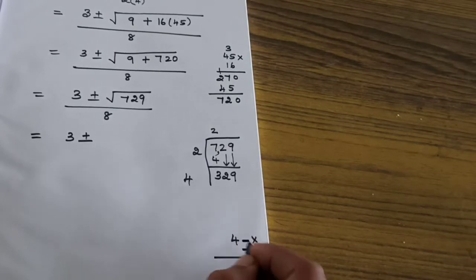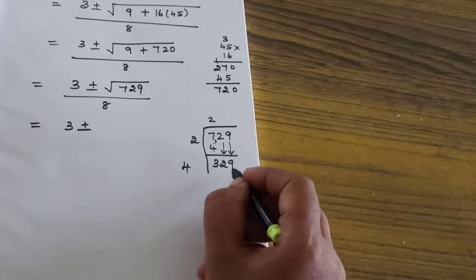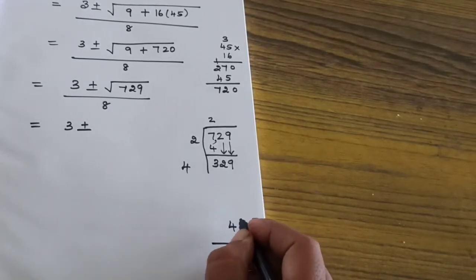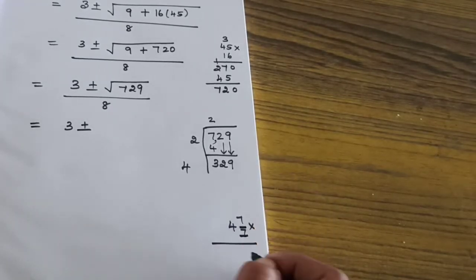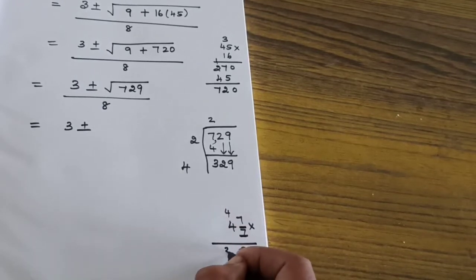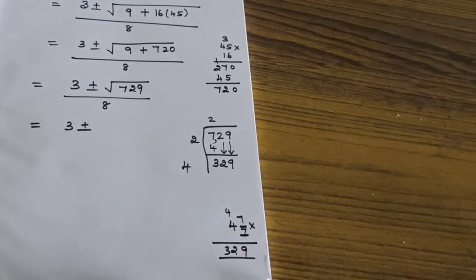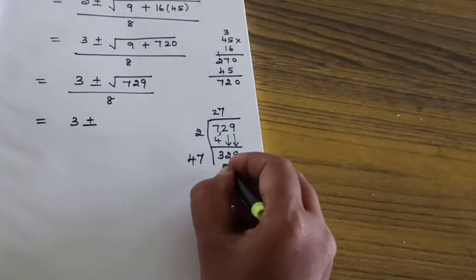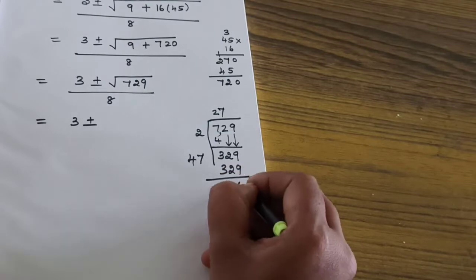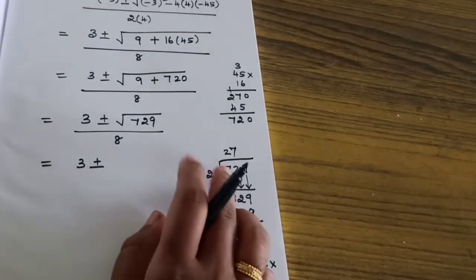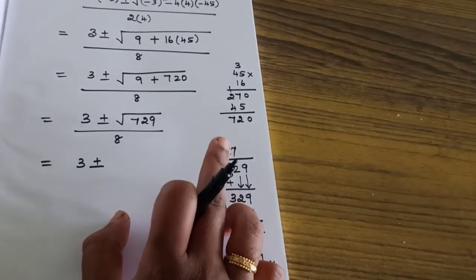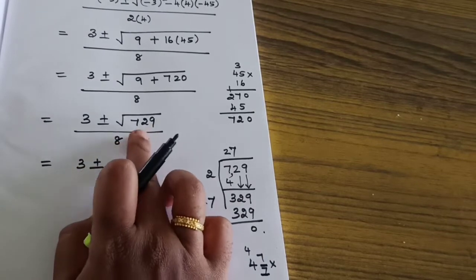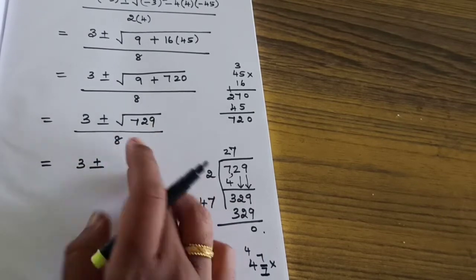2 numbers, but it should be the same number. So here the ending is 9, so we can check for 7. 7 7s are 49, no? So ending 9, 4, 28, 32. We are getting the correct answer. So 32. So 7 and here also 7. So 329. So which square number? 27 into 27, we will get 729. It's a perfect square number.